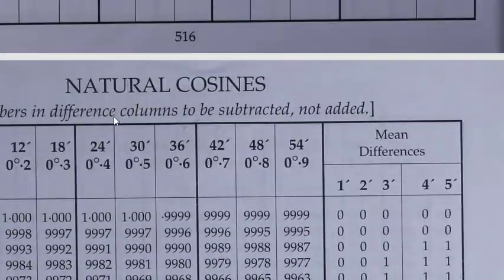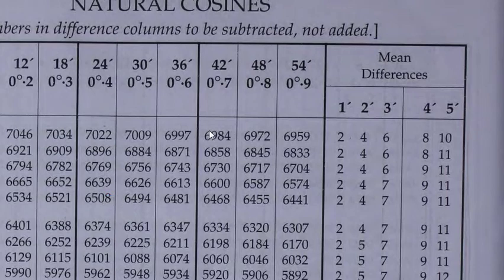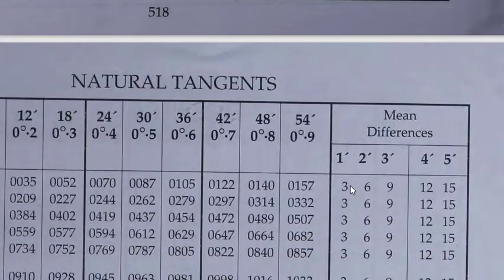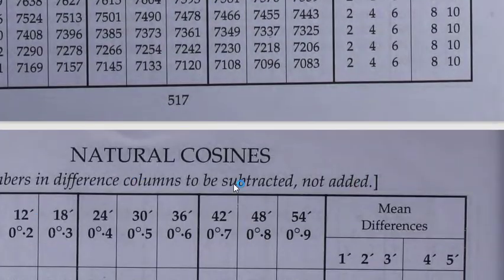Here we have the natural values, and here 56 degree and 40 minute. So this is 36 minute, and if we add this 4 minute, we get 40 minute. This is the mean difference, and as we go away the values are decreasing, therefore this mean difference we have to subtract. Here they have mentioned: number in difference column to be subtracted, not added.